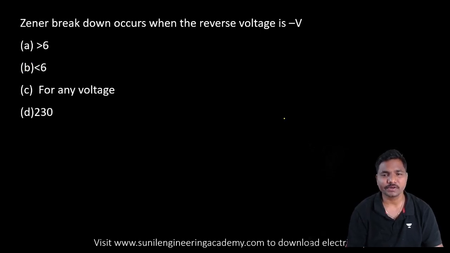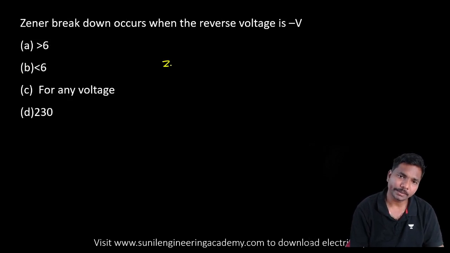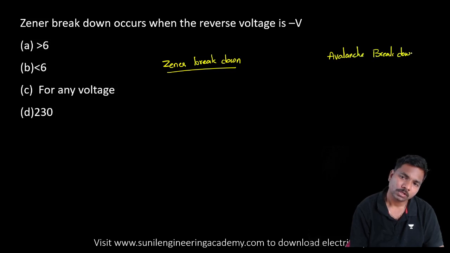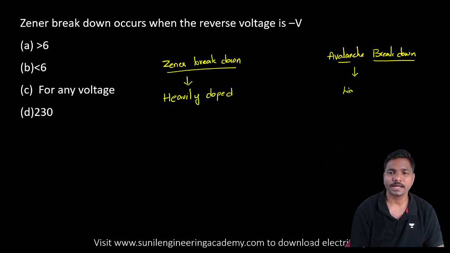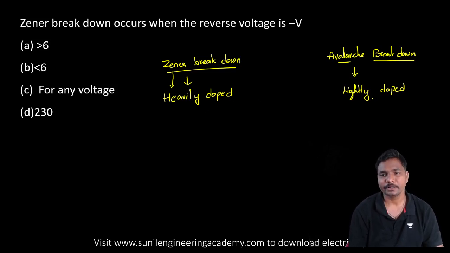Zener breakdown occurs when the reverse voltage is dash. Here we have two types of breakdowns. One is Zener breakdown and the second one is avalanche breakdown. Zener breakdown generally happens in case of heavily doped regions. Avalanche breakdown happens in case of lightly doped regions. Very important points. Simply you can remember the Zener diode is the heavily doped diode. So Zener breakdown occurs in case of heavily doped. Avalanche breakdown is the opposite, lightly doped.